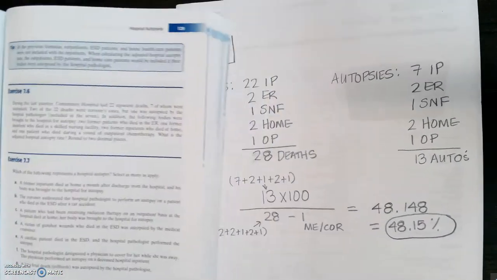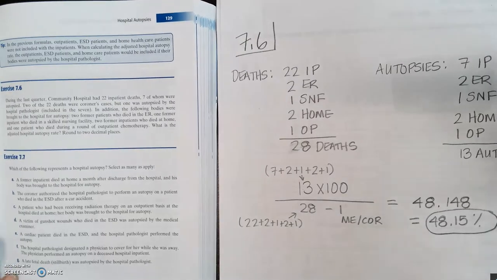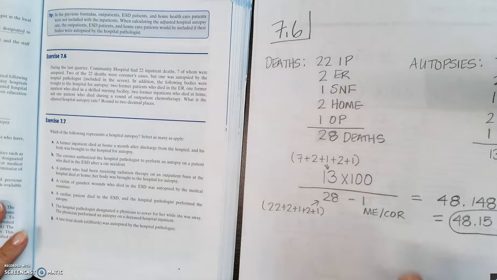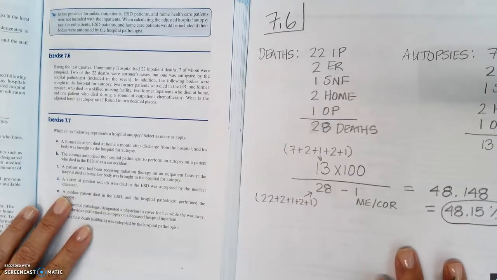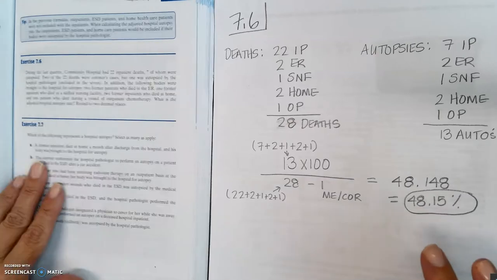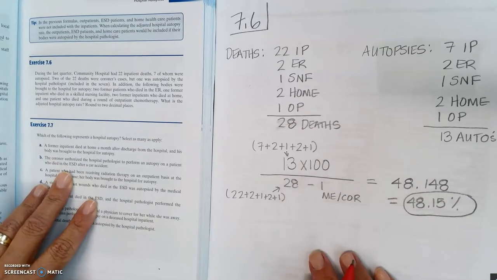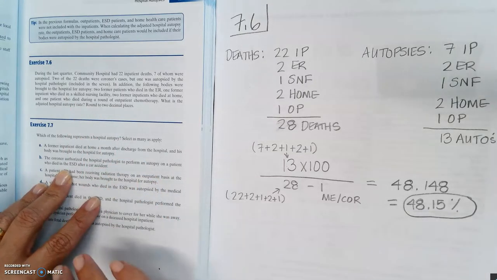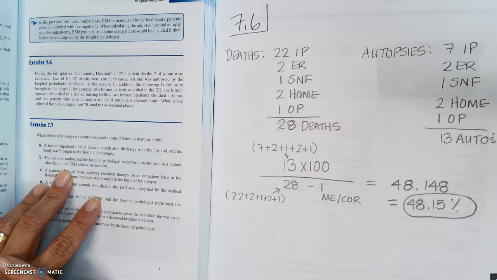So I've got it written out for you because I think 7.6 is unnecessarily difficult, if I can say that about your textbook. I think they make this word problem a little more difficult than they need to be. So what we've got here is a word problem that says during the last quarter, community hospital had 22 inpatient deaths, 7 of whom were autopsied. 2 of the 22 were coroner's cases, but 1 was autopsied by the HP, which is included in the 7.